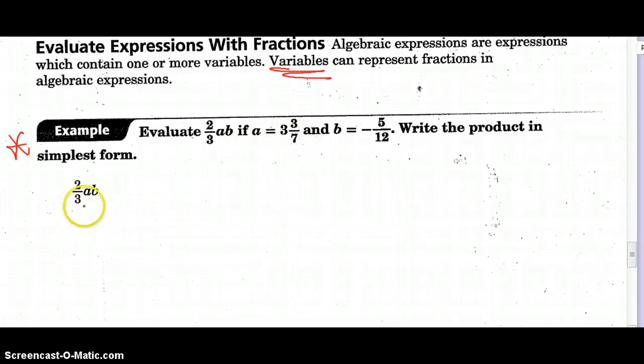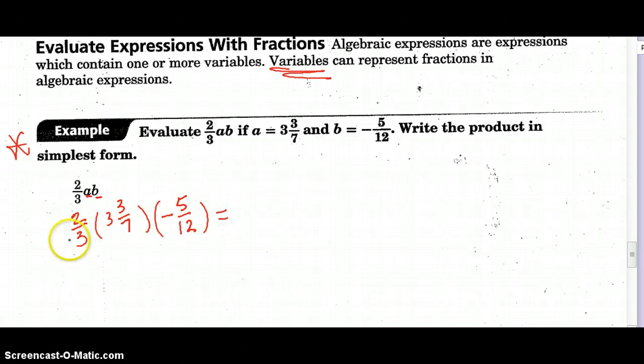So it's 2/3 times 3 3/7. That's A. Remember, I'm hugging those variables, those poor nameless variables. Give them a little hug with your parentheses. And B is -5/12. Let's stop right here and look at our signs. I have a positive and a negative. So if I have an odd number of negatives, I know my final answer should be negative. So I don't want to forget my sign.